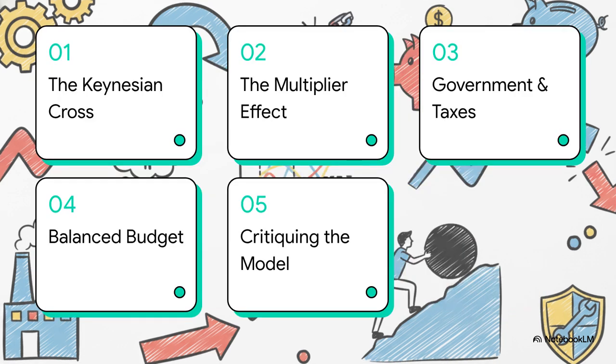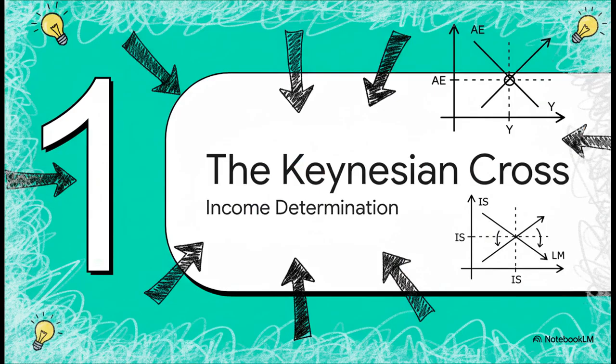So, here is our roadmap for today. 1. The core Keynesian cross. 2. The multiplier effect. 3. Government spending and taxes. 4. The balanced budget multiplier. And 5. Critiquing the Keynesian model. Kicking things off with Section 1, the core Keynesian cross, the foundation of income determination.